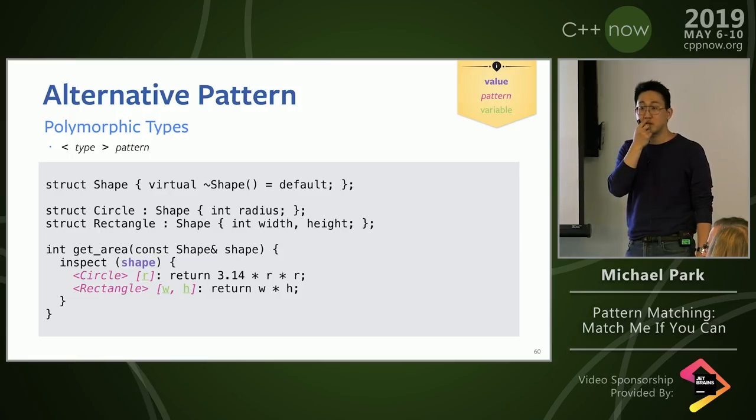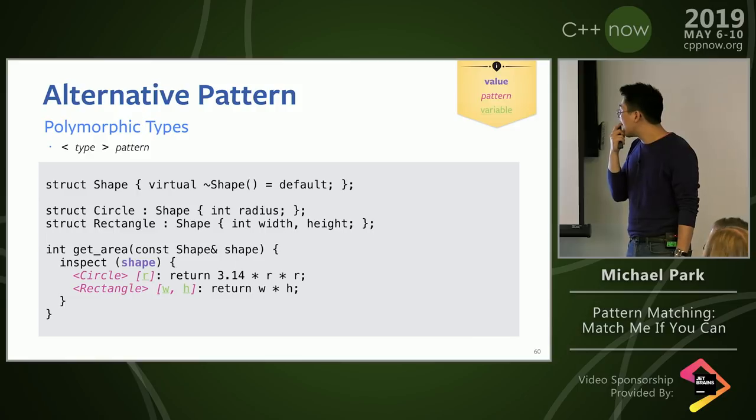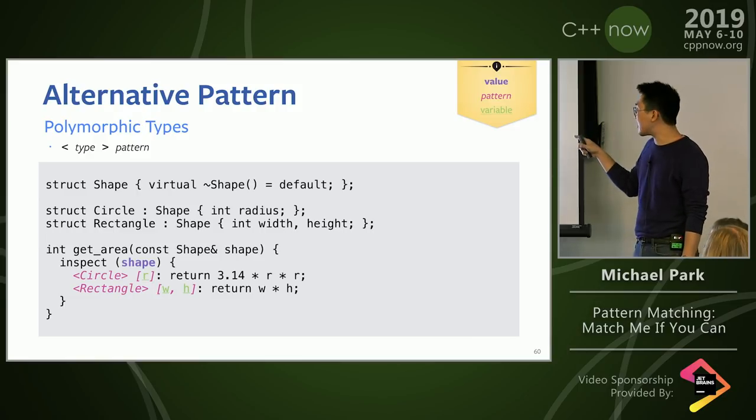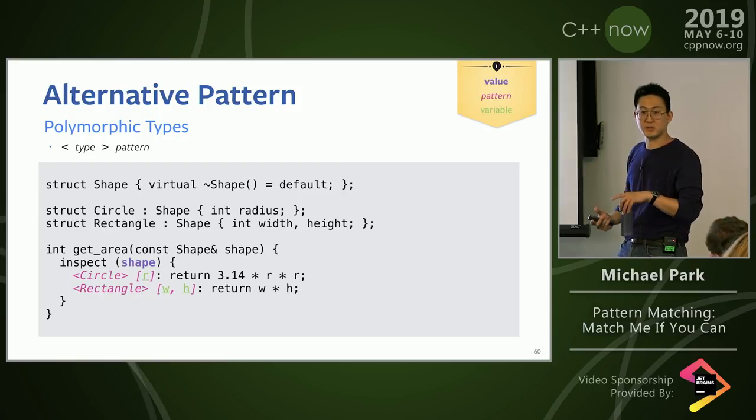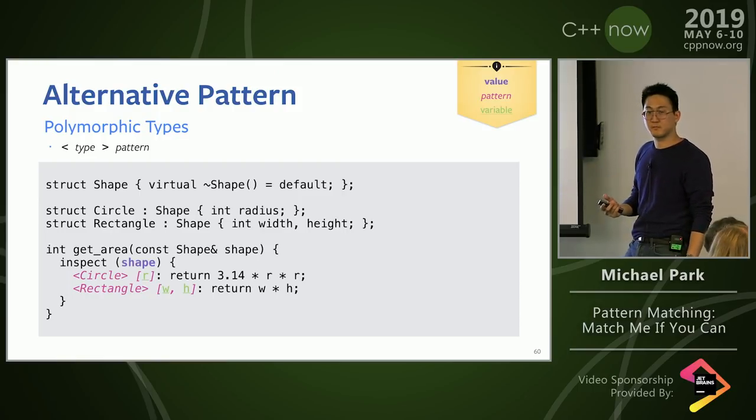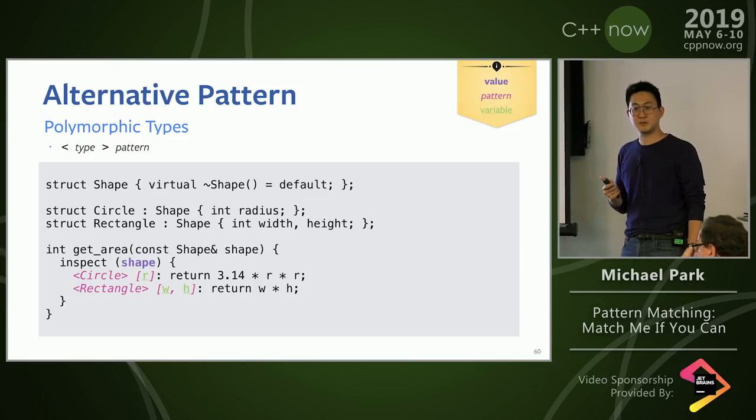Yeah, David? And the semicolons become commas, right? And you'd add a semicolon. That's right. So the comment is the semicolons at the end of returns would become commas, and then at the close curly brace, you would need a semicolon because the whole thing would be an expression. Make sense? Good.